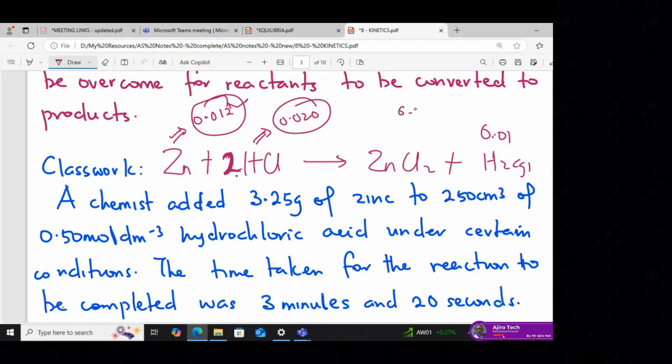Then convert to volume. Now I'm going to use 0.01 mole equals volume over 24,000 cm cubed. Am I right? Yes. What's your volume now? Volume is what?